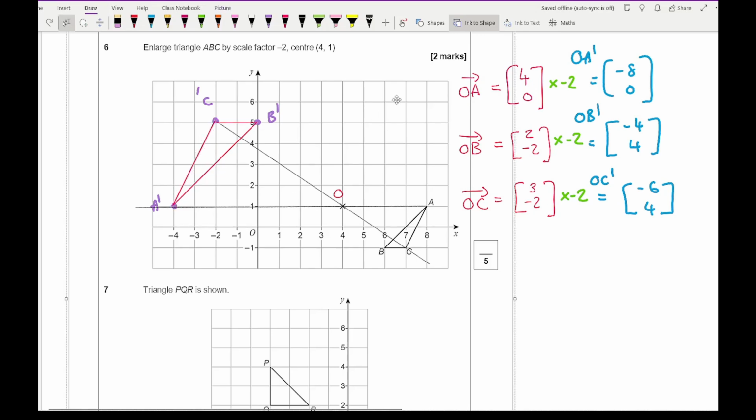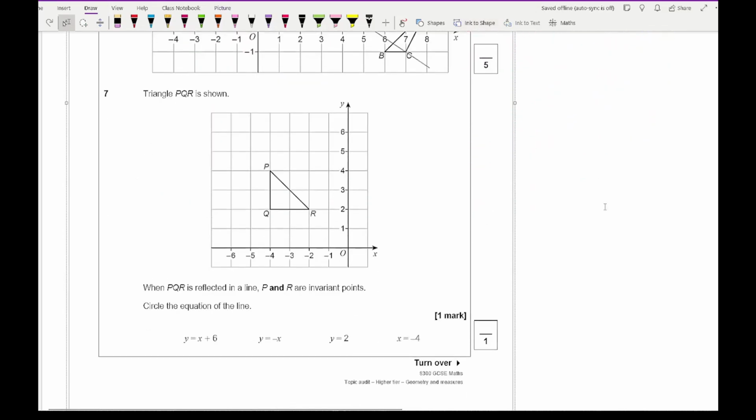And there we go. So then moving on to question 7, it says triangle PQR is shown when PQR is reflected in the line. P and R are invariant points. Circle the equation of the line. Now, invariant basically means do not move. So in order for those 2 points not to move, so this point not to move, it basically means that the reflection line must be going through each of those 2 points. So this here is my reflection line.